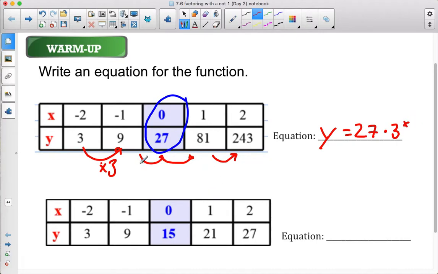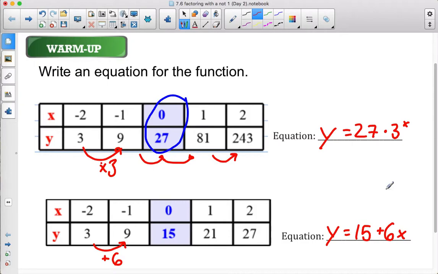Down below, the pattern is not repeated multiplication, it's instead adding 6 every time. Add 6, add 6, add 6, that's what makes a line. We can see the y-intercept starts out at 15, so we would say y is 15 to start, and we are adding 6 for every x, and that's what made that be a line.